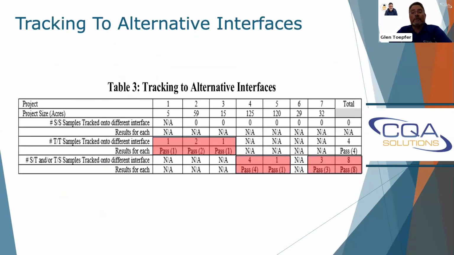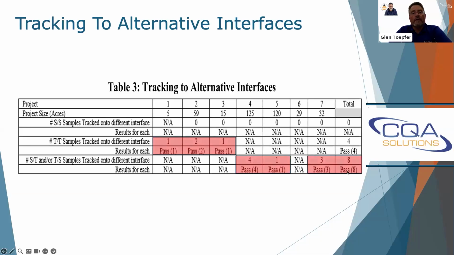And here's what happened. We did look in the study when we tracked 2 alternative interfaces, and projects 1 through 3 each had textured samples that were tracked onto a smooth sample. And there were 4 samples for which this was the case. Each time they tracked back to a smooth interface, they passed. There were no failures when they tracked back to the smooth. Same thing with the smooth and textured interfaces. We had 3 projects with that.